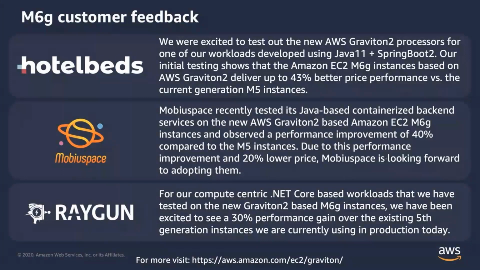A couple of other feedbacks from AutoBed's, Mobius Space and Reagan illustrate the fact that customers have been able to easily transition their workload from Intel-based instances to those Graviton2 based instances and got better price performance by doing so compared to our existing M5 instances.